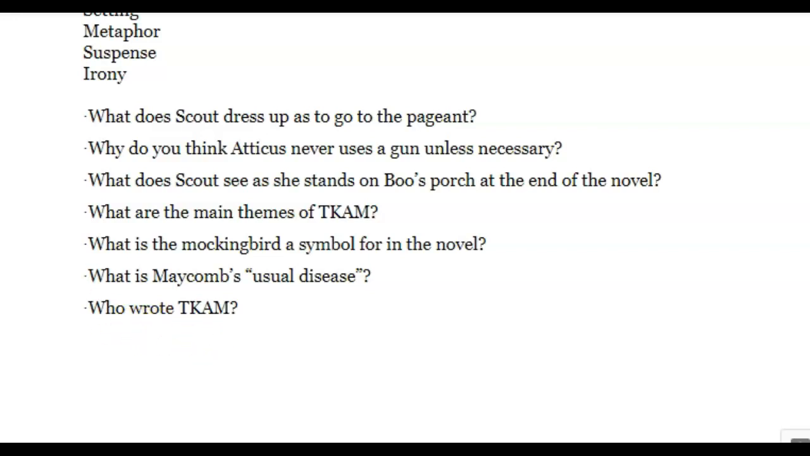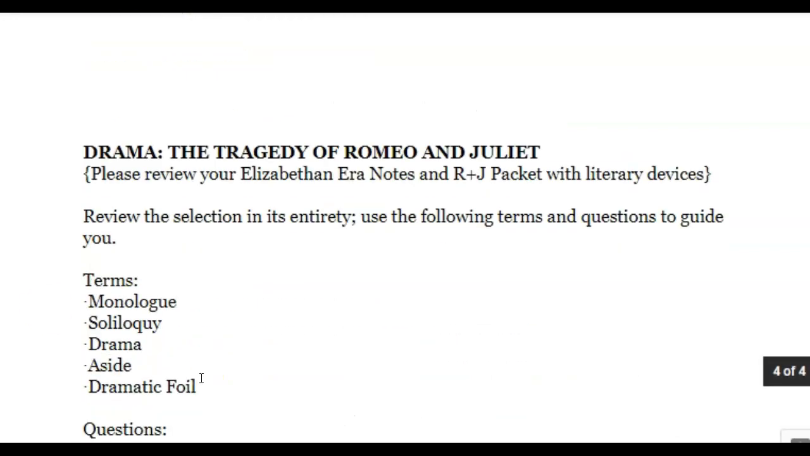All right, and then who wrote To Kill a Mockingbird? I hope you know this. It is Harper Lee. All right, that's it for To Kill a Mockingbird.